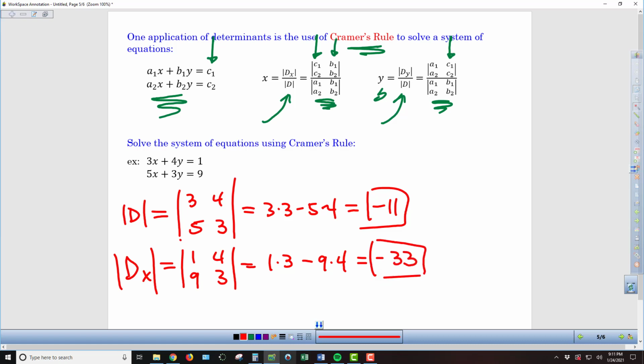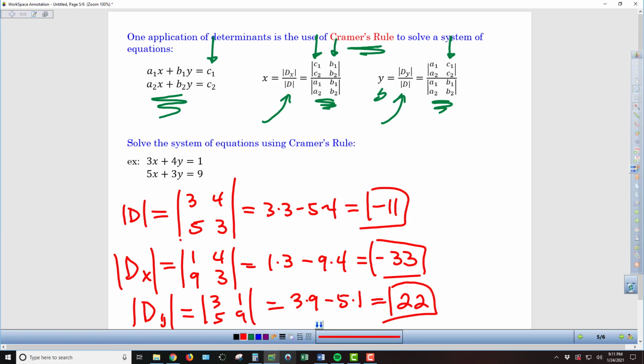And then finally, I'm going to find the determinant of D sub y. This time we're going to keep the x coefficients, 3 and 5, and we're going to replace the y coefficients with the constants 1 and 9. So to find the determinant, 3 times 9, 27, minus 5 times 1 is 5. 27 minus 5 gives us 22.